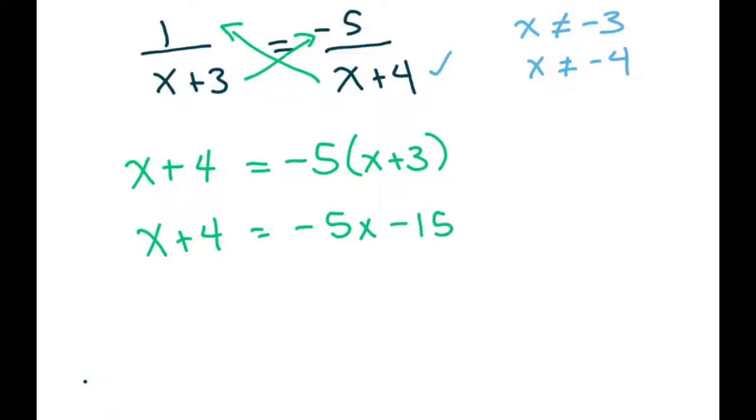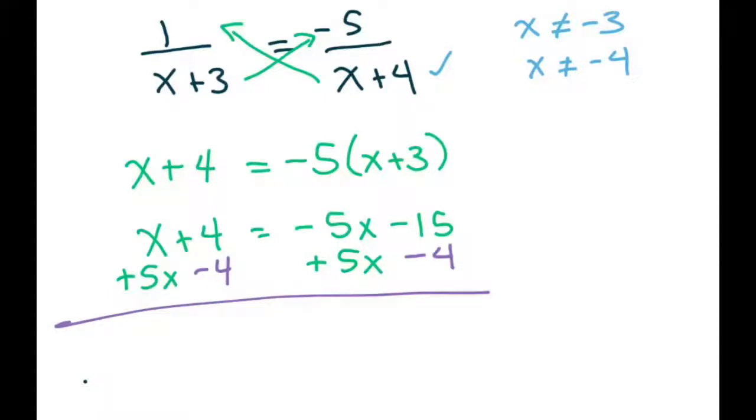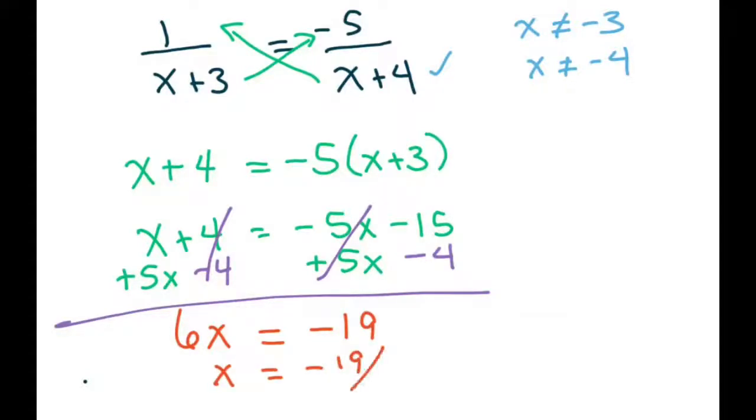I'm going to group my x's, so I'm going to add 5x to both sides. I'm also going to subtract 4 from both sides. So what happens here is these 4s cancel, and those cancel. That equals 0, so you get 6x equals negative 19. So x equals negative 19 over 6.